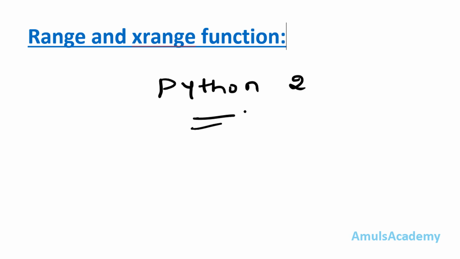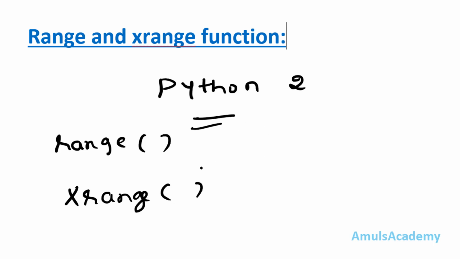In Python 2, these range and Xrange functions are used to generate a sequence of numbers. So if you want to generate the numbers from 1 to 100 or 1 to 10, then you can use the range and Xrange functions. The keyword used for the range function is range, okay? And for the Xrange function it is Xrange, okay? These are the keywords. Next we'll see the parameters.